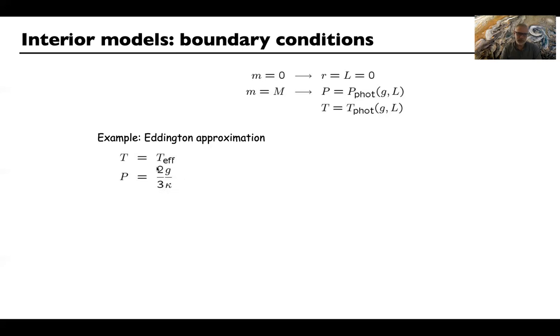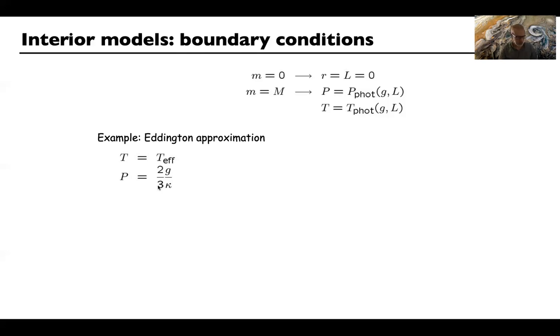So gravity is in centimeter per second squared, and opacity here will be in centimeter squared per gram. You can see that if you have a high gravity, so a planet that is very dense, then the pressure of the photosphere is higher. Conversely, if you have a high opacity, with clouds or particles for example, then the pressure of the photosphere is lower, so at higher altitudes.